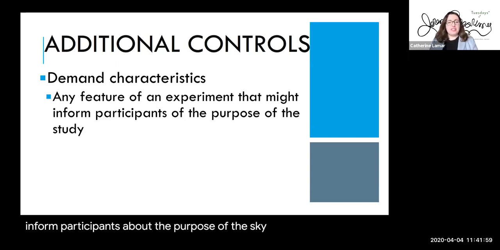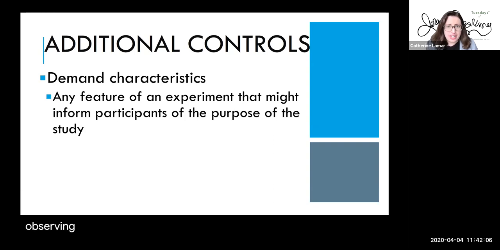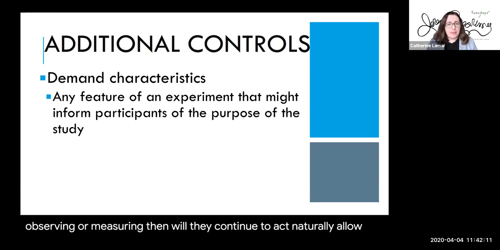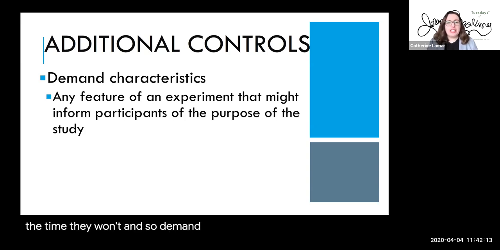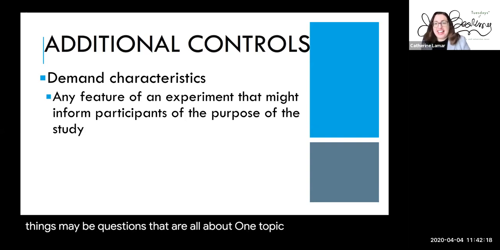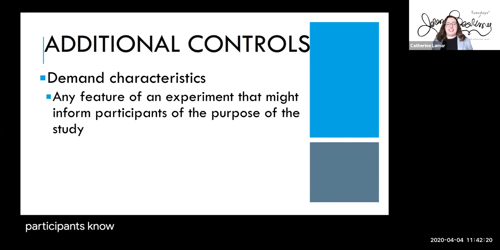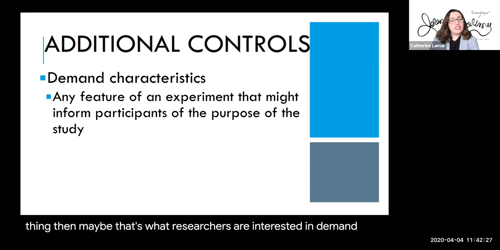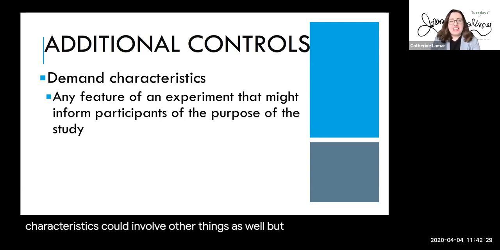And we have to be careful about demand characteristics because if participants understand what we as researchers are really interested in observing or measuring, then will they continue to act naturally? A lot of the time they won't. Demand characteristics could be a variety of things, maybe questions that are all about one topic. If all of the survey questions are about a certain thing, then maybe that's what researchers are interested in.